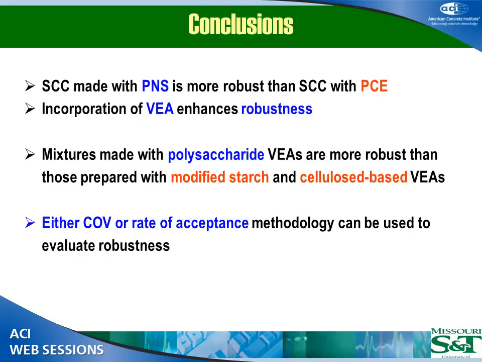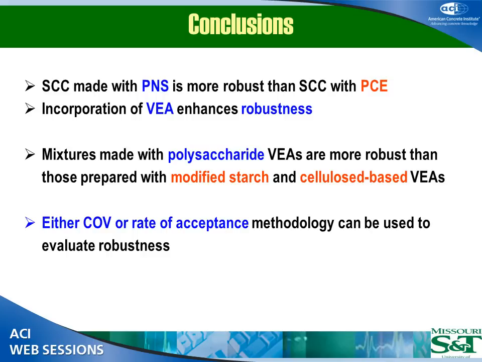From what we've shown today, we can say that SCC mixtures that are already stable but are made with PNS could be more robust than those made with polycarboxylate ethers. And the incorporation of VMA does enhance robustness. And again, I'd like to underline that the VMA was used at very low dosage to enhance robustness and not so much stability, because the mixtures were already stable. Those concretes made with polysaccharide viscosity enhancing agents exhibited greater robustness than those made with either the modified starch or the cellulosic base admixture, the HPMC.